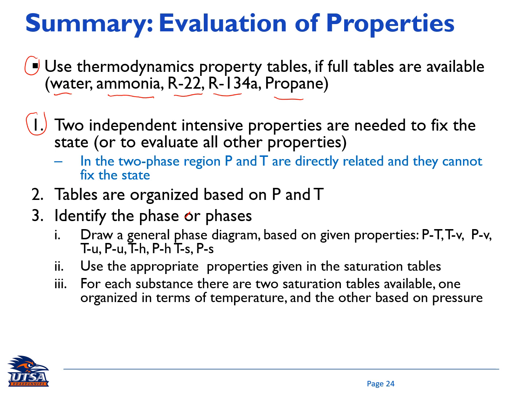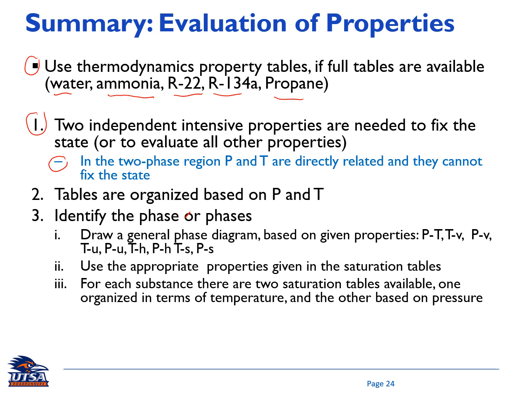So next one, this is very important, the one in blue color here. In the two-phase region, P and T are directly related. So P and T are not independent in the two-phase region, inside the dome, and they cannot fix the state. So if you want to fix the state within the dome, you need to have either pressure and specific volume, or temperature and specific volume, or pressure and quality, or temperature and quality.